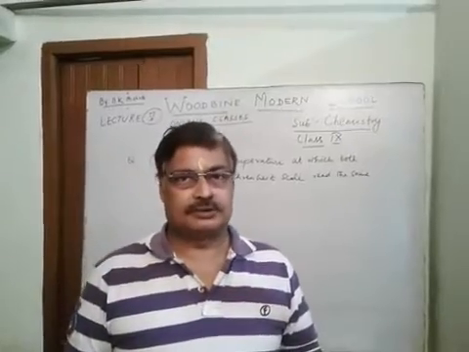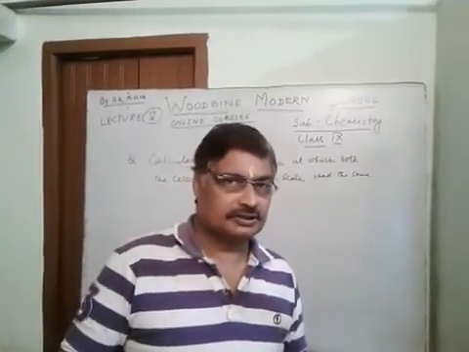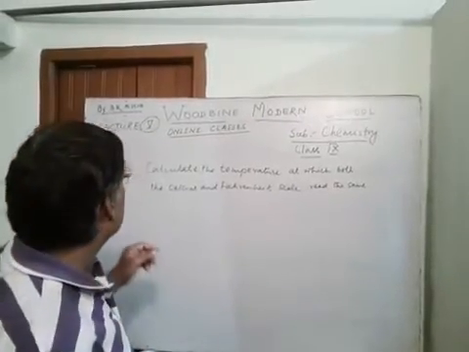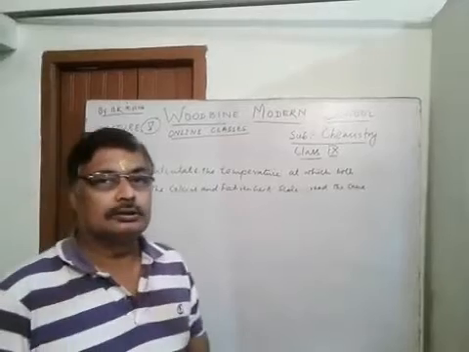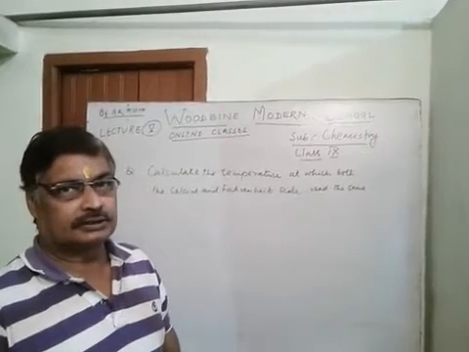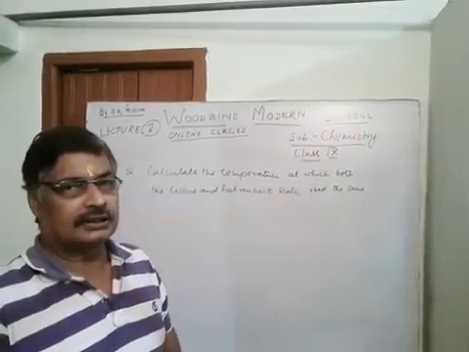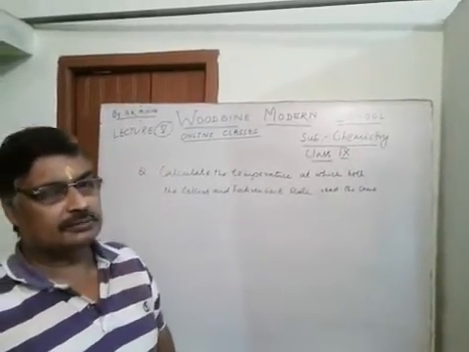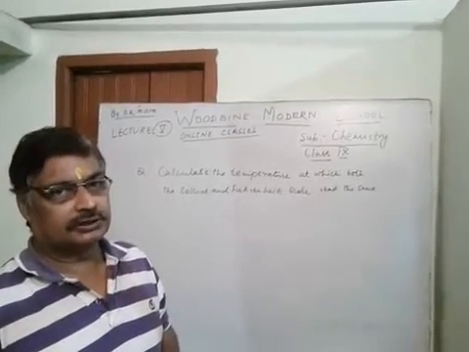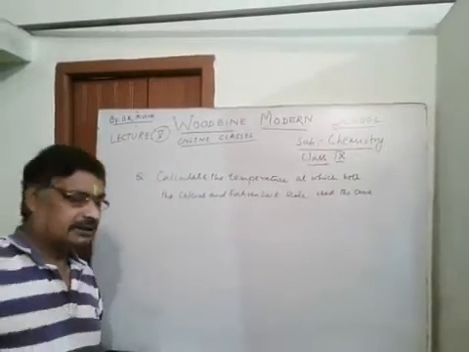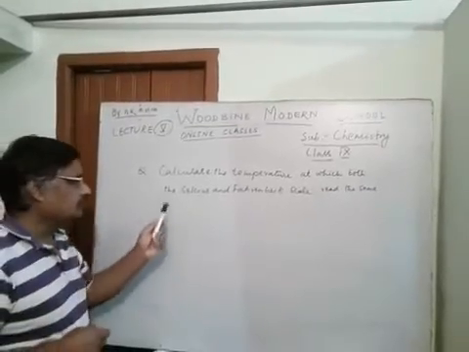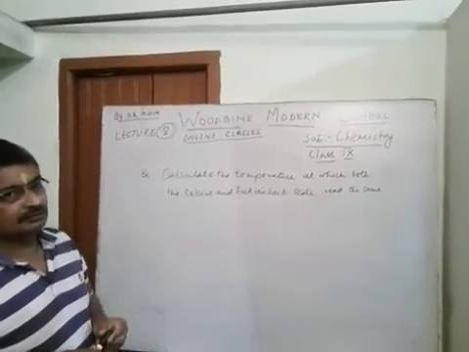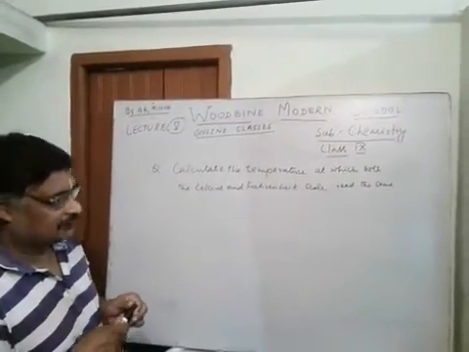This is myself B.K. Misra from Woodbine Modern School, your chemistry teacher, and today I am going to give my lecture number 5 on Matter in Our Surroundings, the first chapter of class ninth. Now I was discussing the last numerical that was not being completed due to technical faults, so I am completing it here. That is, calculate the temperature at which both the Celsius and Fahrenheit scale read the same.